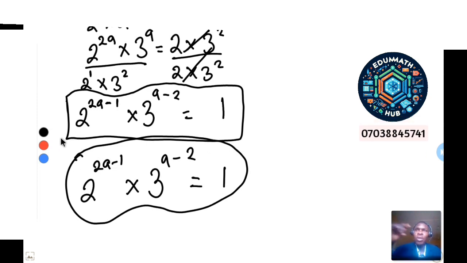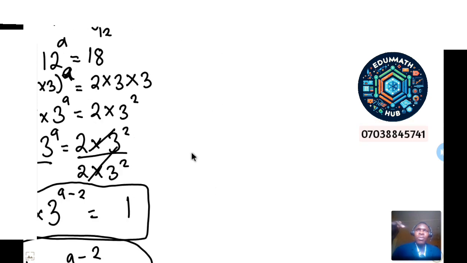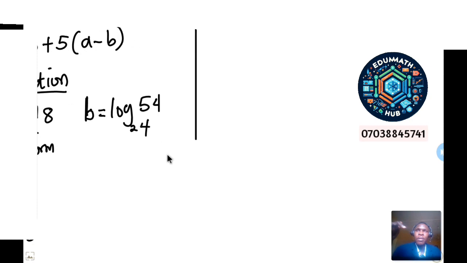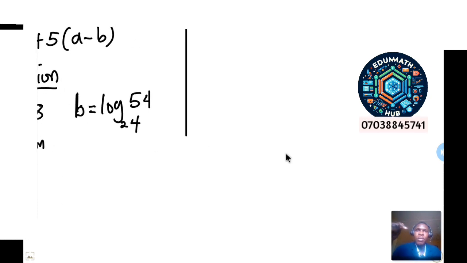Now let's go back to the other one. There's b. This is for a. Now pick the one for b out. This is b. Now let's solve for b. If we solve for b, the same approach, you convert to index form. So to index form, that's the first thing.